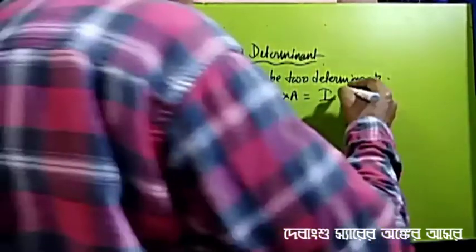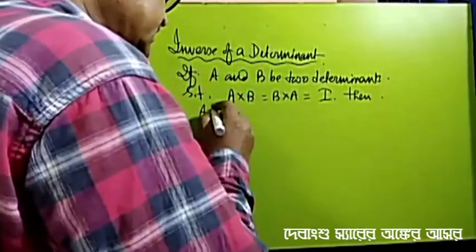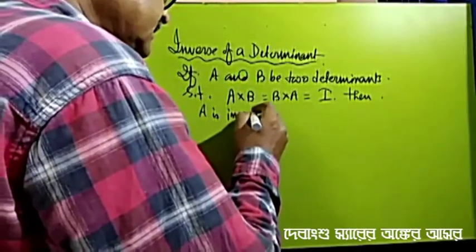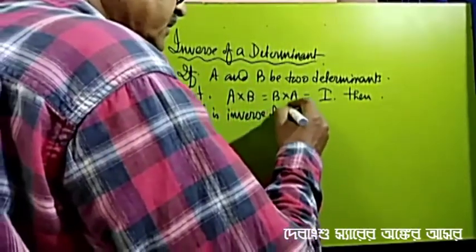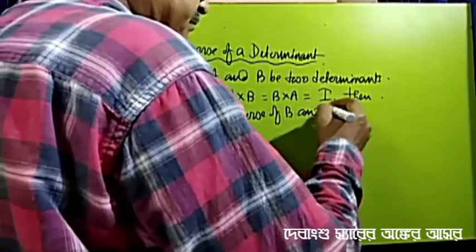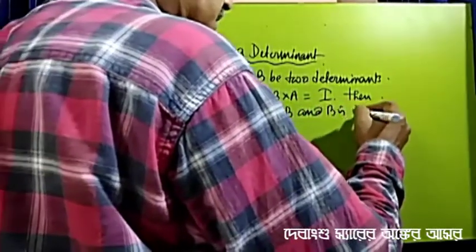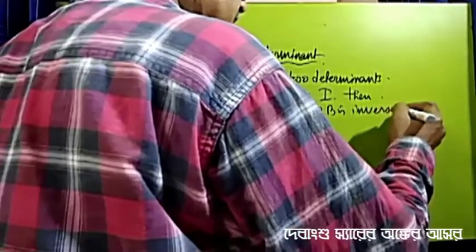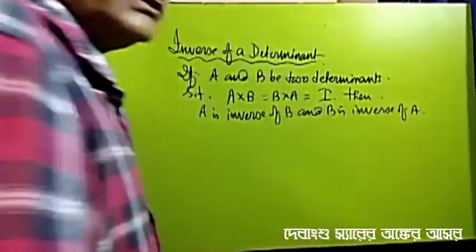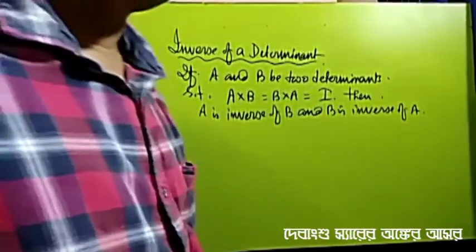Then A is the inverse of B and B is the inverse of A. So they are inverse to each other.